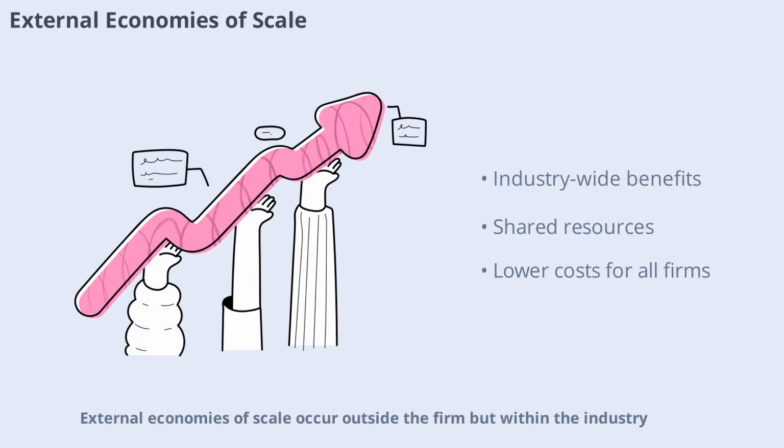External economies of scale occur outside the firm but within the industry. These benefits arise when an industry grows and supports shared resources, such as skilled labor pools, infrastructure, or supplier networks. For instance, tech companies in Silicon Valley benefit from a concentration of talent and suppliers, which helps all firms in the region reduce costs and innovate faster.